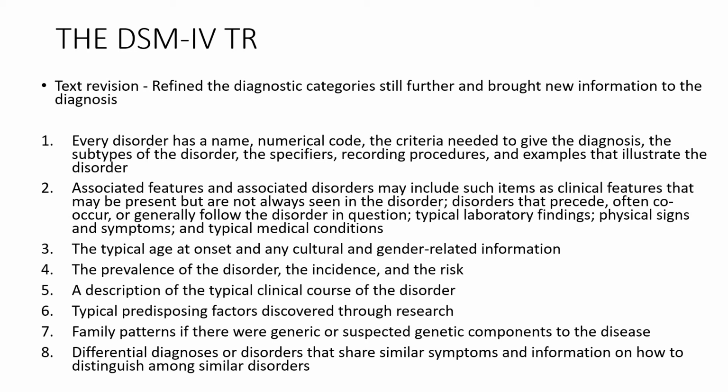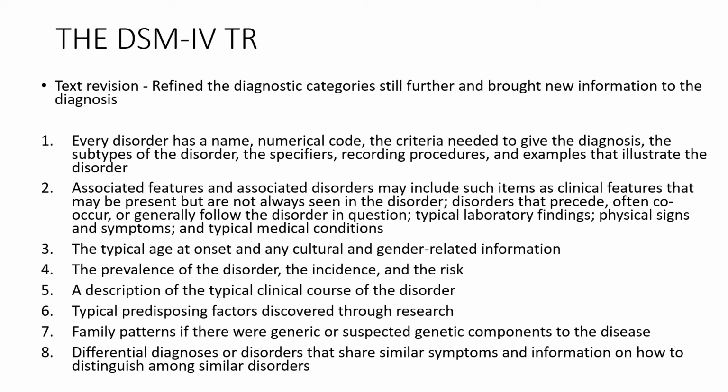3, the typical age of onset and any cultural and gender-related information is now included. 4, the prevalence of the disorder, the incidence and the risk. So how often does it happen? And what are some of the risks that happen with it? And then, of course, why is it happening? 5, a description of the typical clinical course of the disorder. So to understand when a person is diagnosed all the way to the end of their death, what are some of the common things that happen?